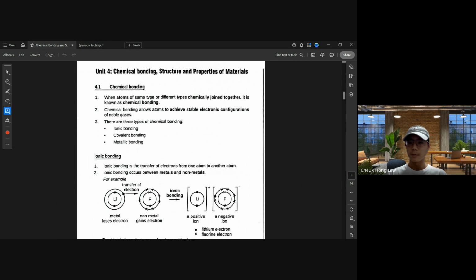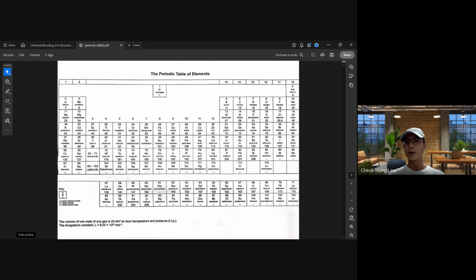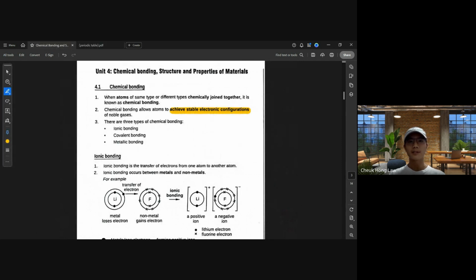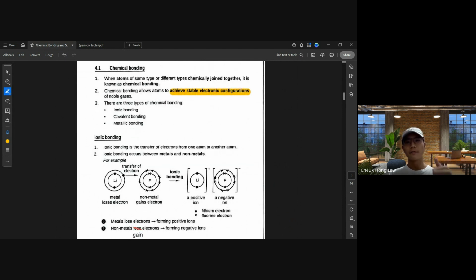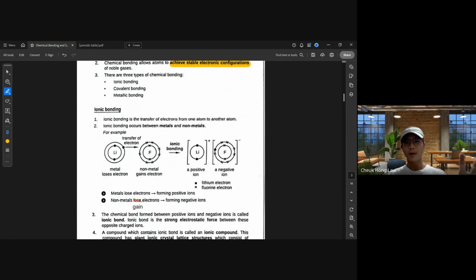So we're going to start with ionic bonding. For chemical bonding, what is the purpose of that? It is to achieve stable electronic configuration. Basically all of your elements in the periodic table except for group 18, your noble gases, do not have a stable electronic configuration. They do not have a full valence shell. So the purpose of chemical bonding is to achieve this stable configuration. There are 3 types: ionic bonding, covalent bonding, and metallic bonding. We'll start with ionic bonding.